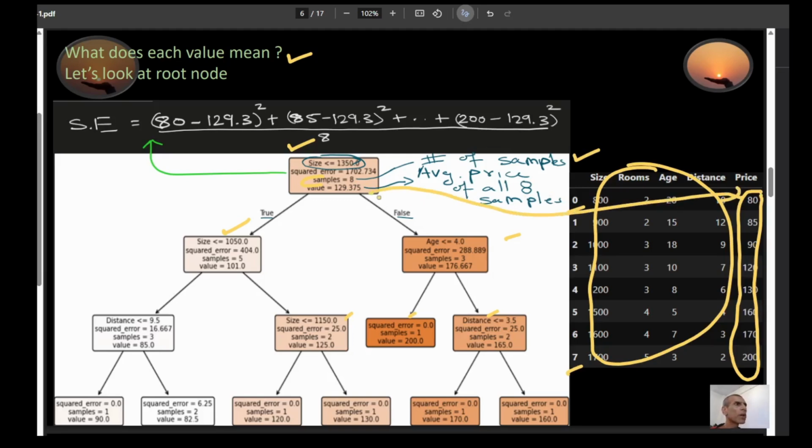And then you have this squared error. The squared error refers to the difference between your actual value and your average value. You square them all together and divide by 8. So in this case, let's look at the first one. The first one is 80, so it's going to be 80 minus the average value. The average value is 129.3. So it's 80 minus 129.3 squared, plus the next value, this one right here, 85, so 85 minus 129.3 squared. Likewise, you can keep going all the way to the end, which will be this 200, so 200 minus 129.3 squared. At the end, you divide by the total sample size. That's going to give you your squared error. This is how you get this squared error.